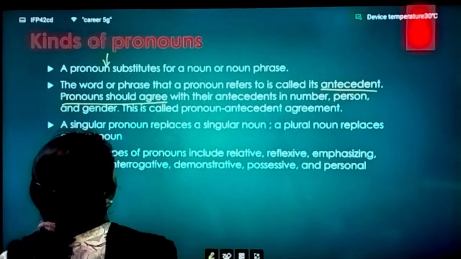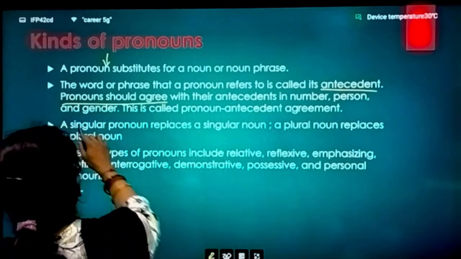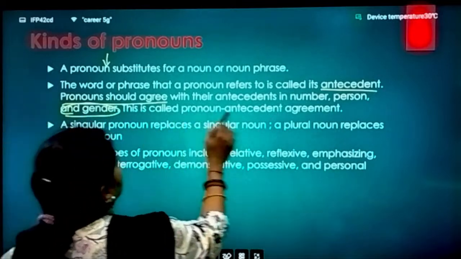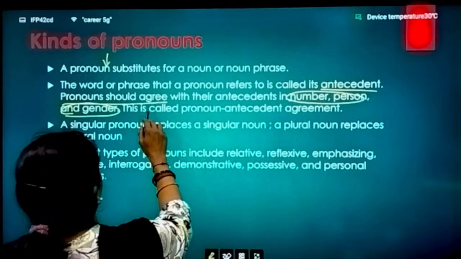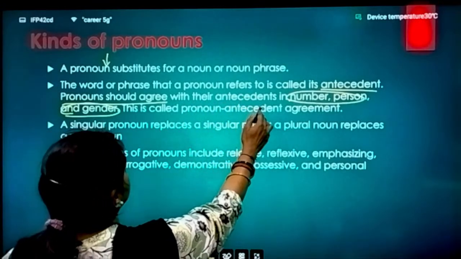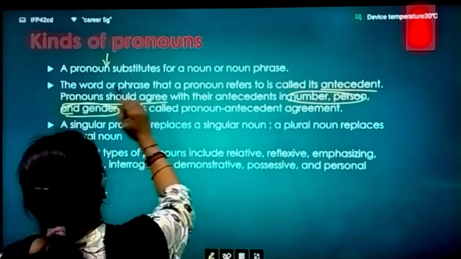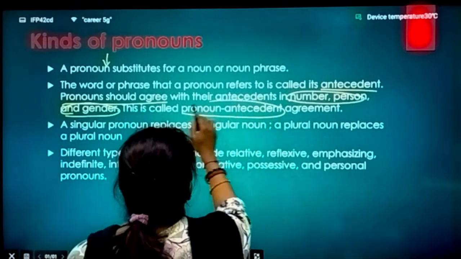Pronouns should agree with their antecedents in number, person and gender. These are the conditions applied here. The pronoun has to agree with its antecedent in number, person and gender. This is called pronoun-antecedent agreement.